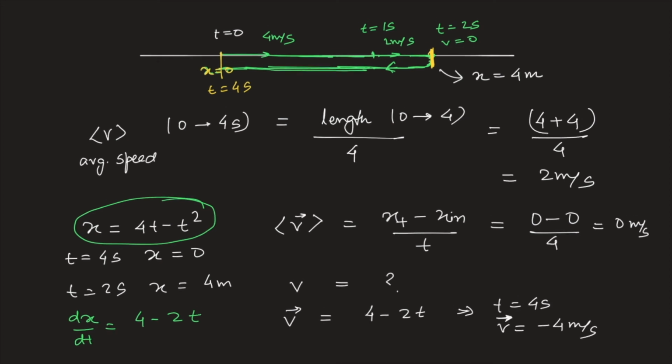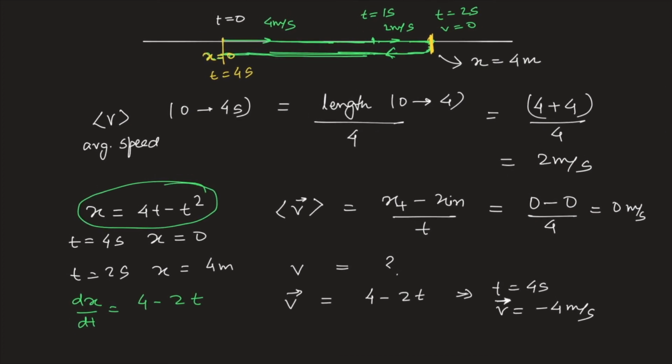But we are not looking for velocity, we are actually looking for speed. So if we are looking for speed, the speed will be simply the magnitude of velocity, because in the instantaneous case both things are equal in magnitude. So instantaneous speed will be equal to the magnitude of instantaneous velocity, and that will be equal to 4 meter per second. So I think this example clarifies your doubts regarding instantaneous speed and instantaneous velocity.